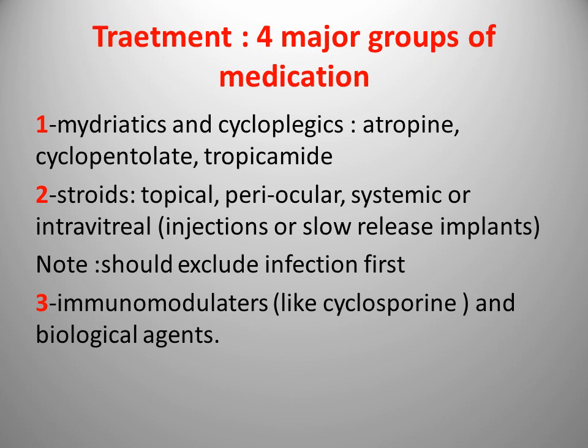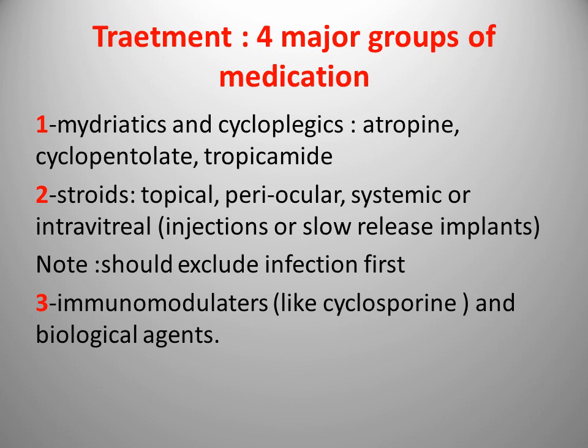Therefore we rarely use it, because the blurred vision due to the mydriasis and cycloplegia takes a long time. Usually we use cyclopentolate, which is intermediate acting. It continues for 24 hours, so the administration is once at night. Or the shortest acting, tropicamide, which is the weakest as a cycloplegic agent, and we have to administer it 4 times a day. The benefits of mydriatics and cycloplegics are to relieve pain and to break down synechiae by relaxation of the pupillary sphincter, and also to prevent formation of synechiae.